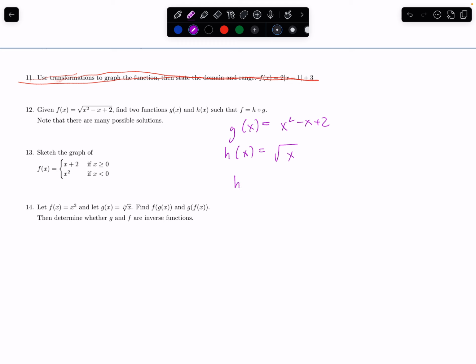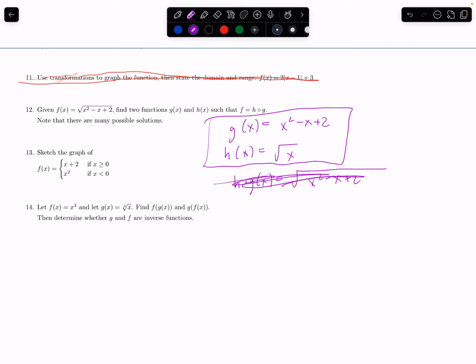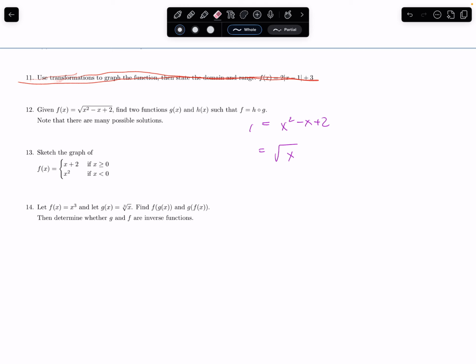Okay, so that h of g of x would be the square root. H takes the square root of whatever g of x was. G of x was x squared minus x plus 2, and that's exactly what you wanted. So the answer is this portion here. This part was just a check. You don't have to write that down. Yeah, pretty light work, right? Light work. That was 12.